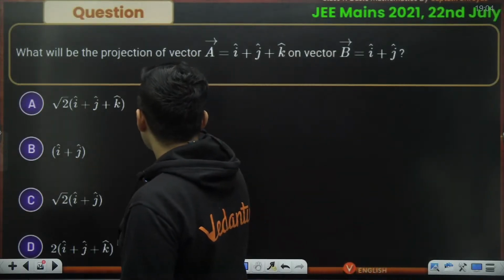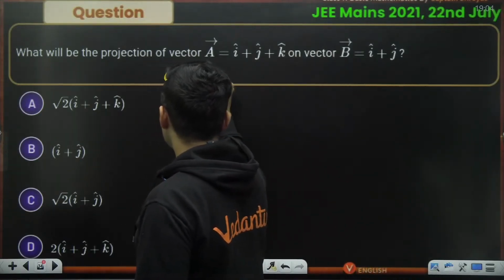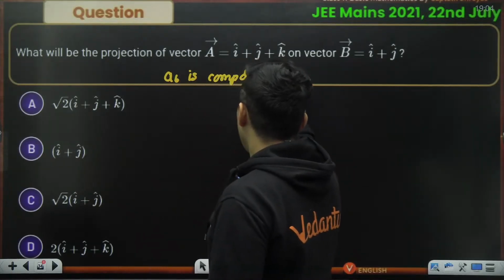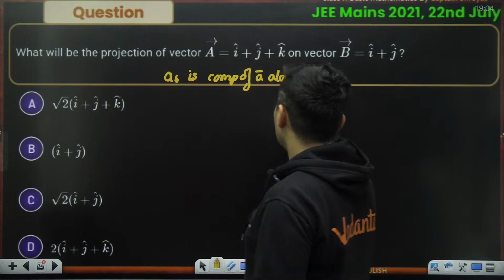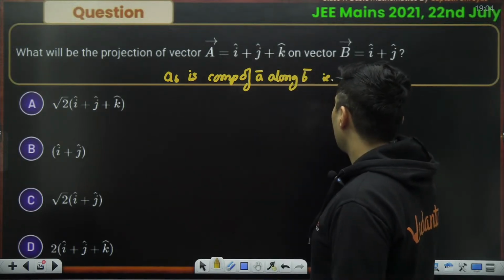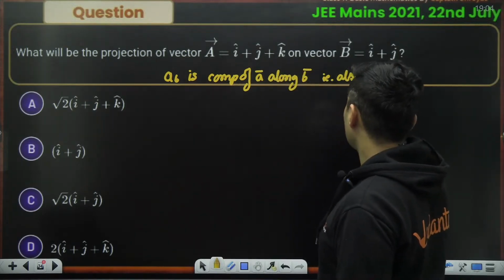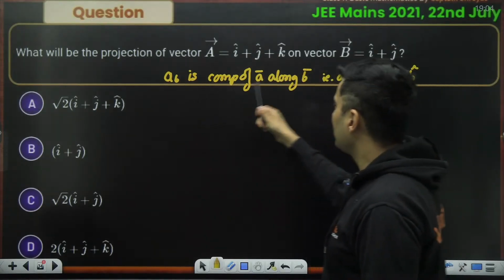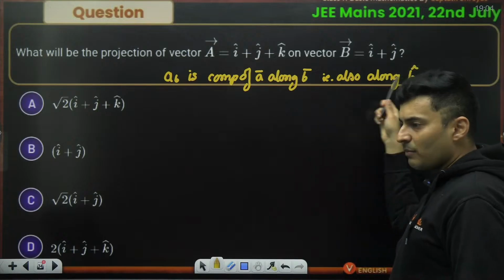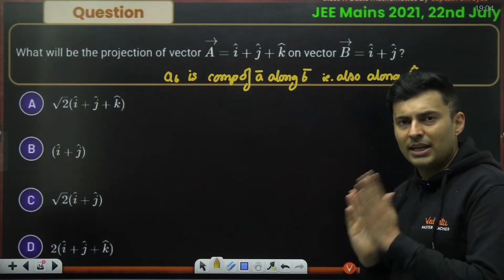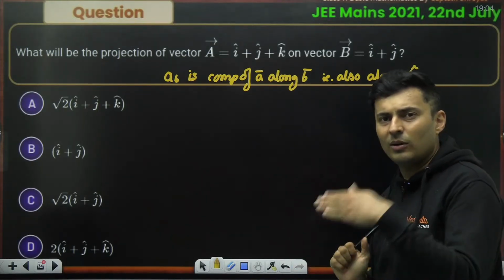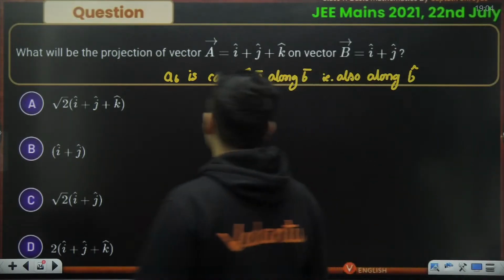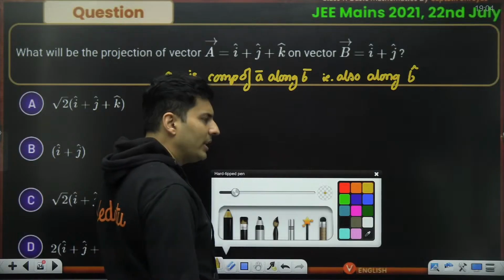I know one thing. A of B is the component of A along B, that is also along B hat. B and B hat are in the same direction only. So whether you find A along B or A along B hat, it's one and the same thing at the end of the day. Okay. So then what is your point, sir?